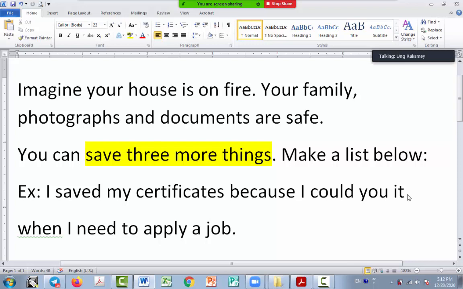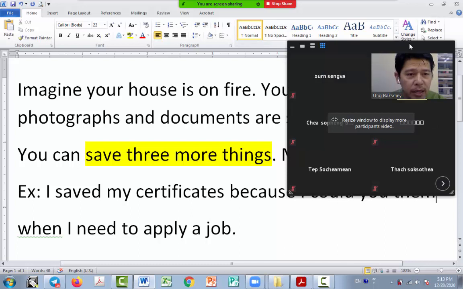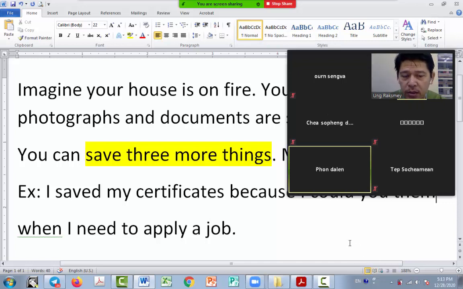Do you understand what I am talking about? My certificate sentence, we need to save, and why I need to save this? Yes, you need to save and say why you need to save this. Okay. So what about the other? Do you understand now? Guys, do you understand now? Say something if you are not clear. Let's ask me.